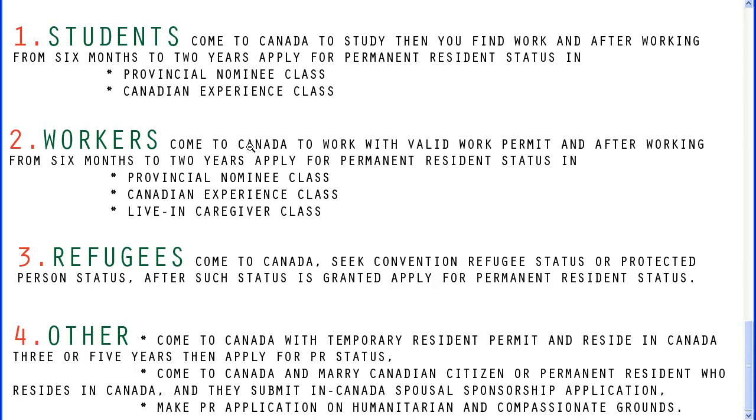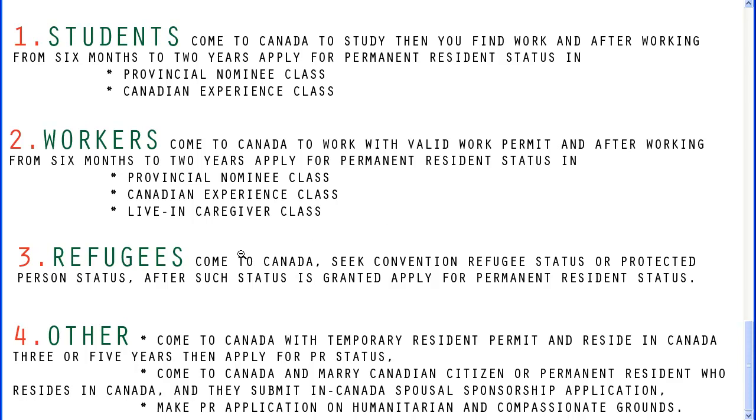So if a worker comes to Canada to work, and they have a valid work permit, this doesn't apply to illegal work of any kind, and after working for 6 months to 2 years, a temporary foreign worker has an option of applying for permanent resident status in the Provincial Nominee class or the Canadian Experience class. If a person came to Canada as a live-in caregiver, they can apply for permanent resident status as live-in caregivers.